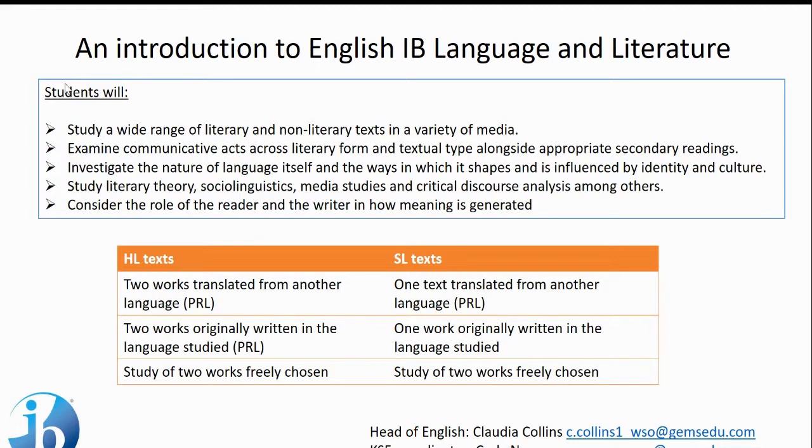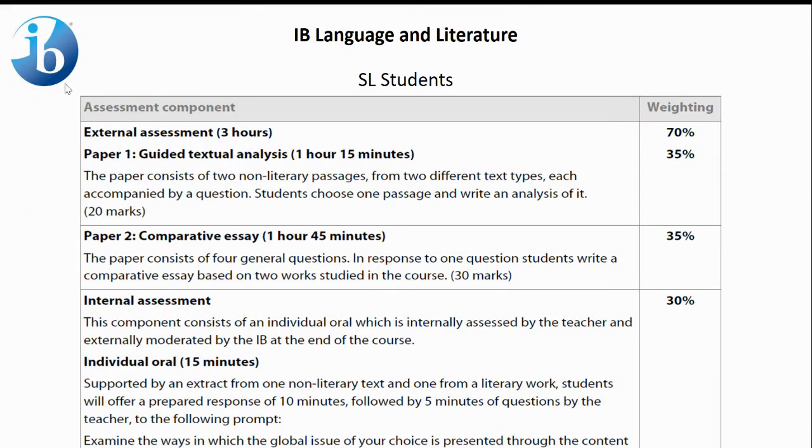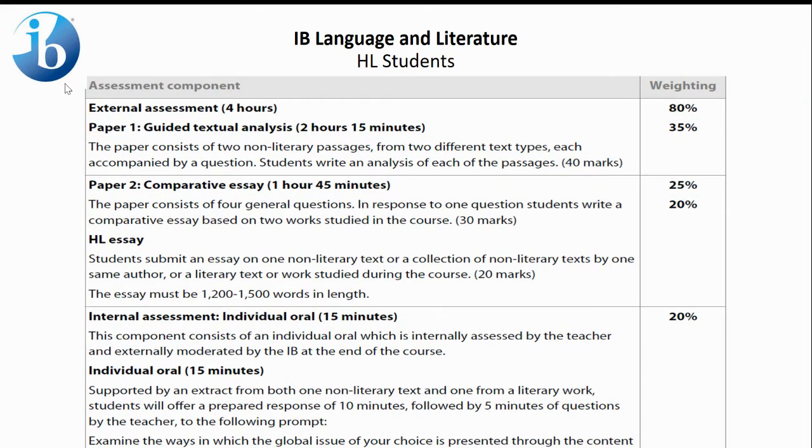With regards to assessment, the students use Year 12 to prepare for their individual oral. Depending on the pathway that they decide to take, at standard level, that oral equates to 30% of their grade, and at higher level, that oral equates to 20% of the grade. The remaining part of their grade comes from their performance in exam papers.